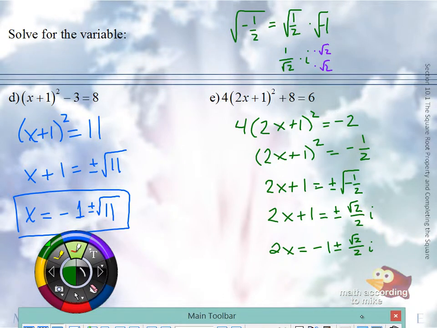And now we're currently multiplying x by 2. How do I undo that? Divide by 2. If I divided everything by 2, on the left-hand side I have x. On the right, I'd have negative 1 divided by 2. That's negative 1/2. Plus or minus. What is radical 2 over 2i then divided by 2? There you go. Radical 2 over 4.